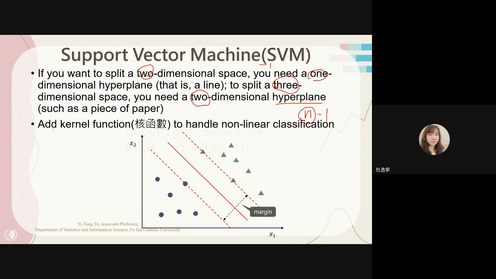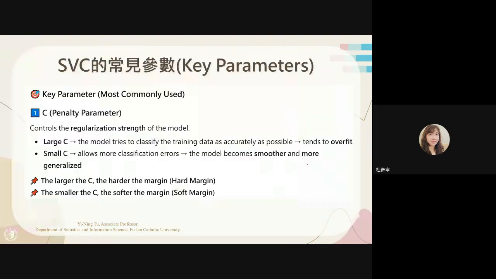So, 如果它是一个非线性的 nonlinear classification, we can add a kernel function. 我们用一个核函数就可以让它处理 handle a nonlinear classification.